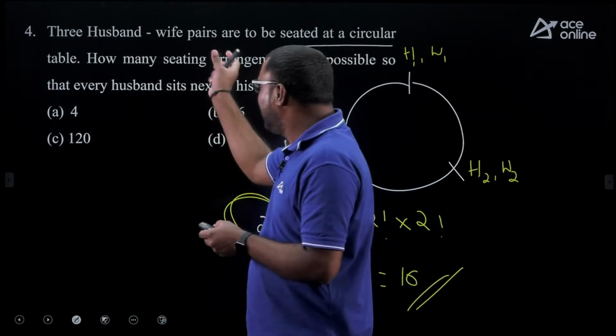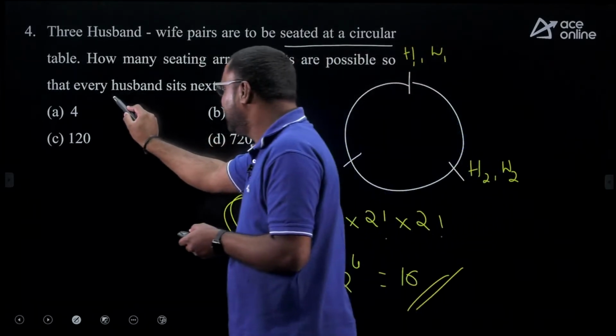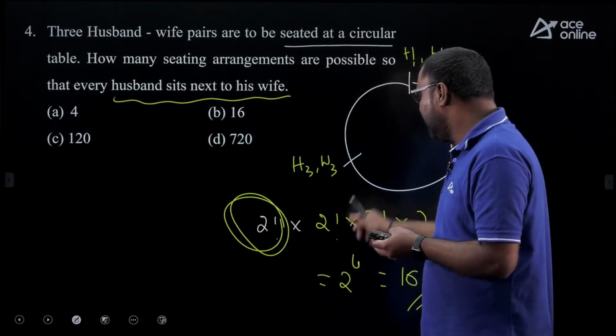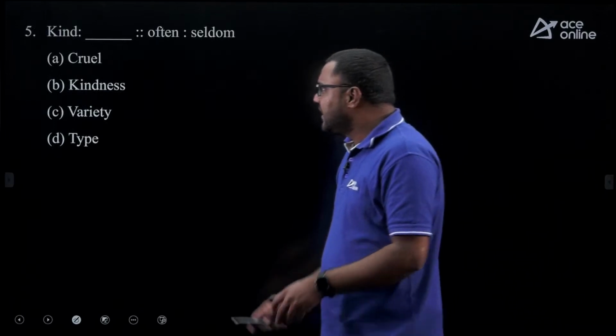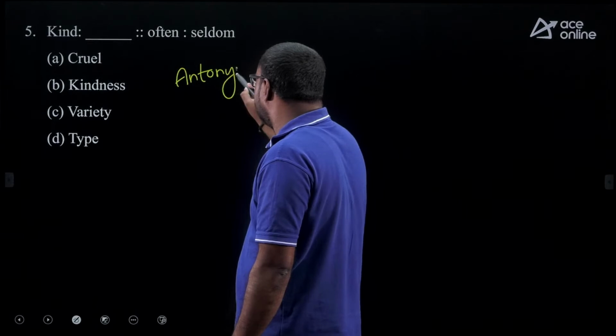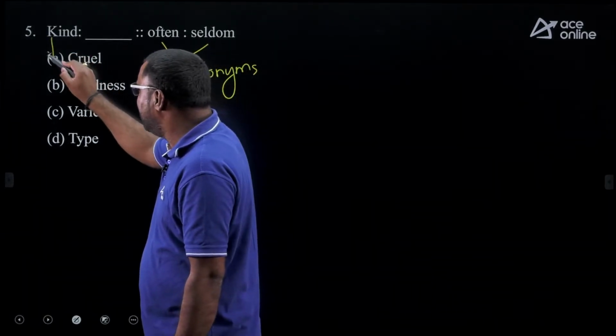Husband and wife must be together, and they clearly mention that the husband sits next to his wife. Whether it is left or right, that's what the internal 2 factorial represents. And these are the antonyms they gave in verbal. You can see opposite words: often and seldom are opposite. Similarly, kind and cruel are opposite.